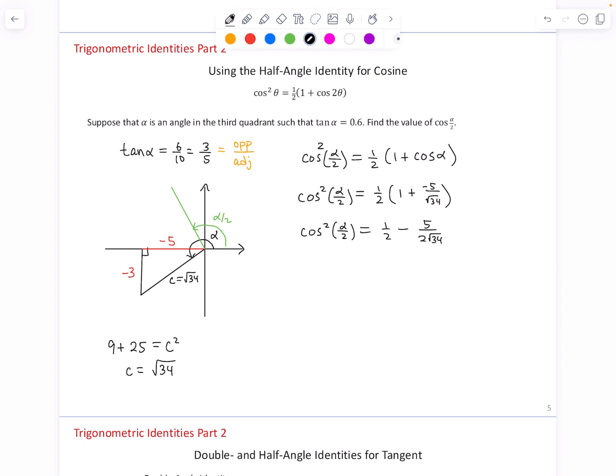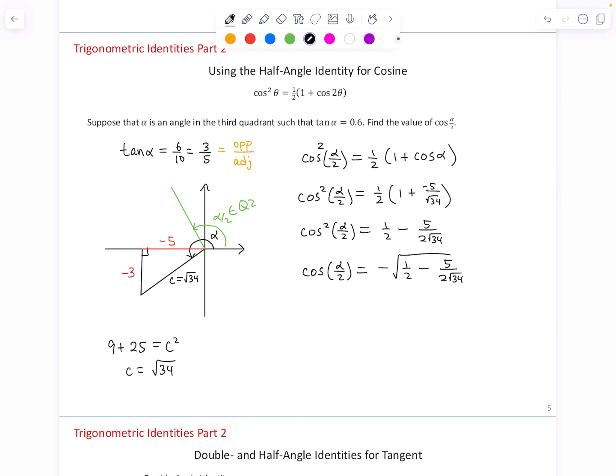And now we need to take the square root and decide whether we will have a positive or negative answer. Which of these two signs do I keep? Well, since alpha was in the third quadrant, we know alpha halves has to be in quadrant 2, which means I need to keep the negative because the cosine is negative in quadrants 2 and 3. And this would be our result.